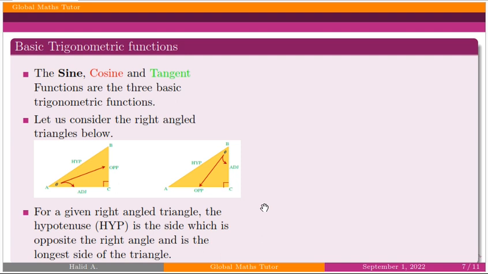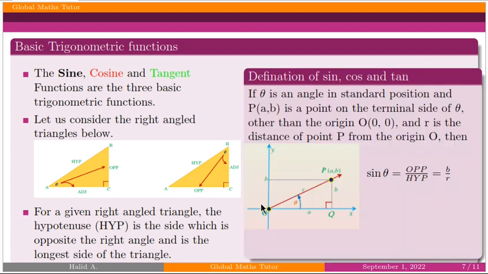After knowing this, let's define the basic trigonometric functions that are sine, cosine, and tangent. If theta is an angle in standard position, meaning it has a vertex at the origin and its initial side on the positive x-axis, and a point P(a, b) with radius, it has a distance of r from the origin.